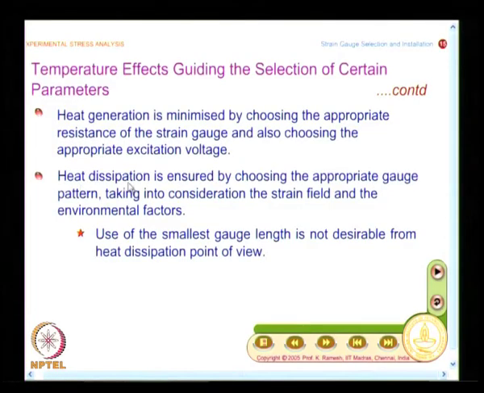You can improve the heat dissipation by choosing the appropriate gauge pattern. We had looked at when you are using a strain gauge rosette, whether you should go in for stacked rosettes. They are very appealing when you want to find out strain at a point of interest, but from the heat generation point of view, they generate more heat and dissipation will also be cumbersome in such situations. On the other hand, a larger grid pattern improves heat dissipation.